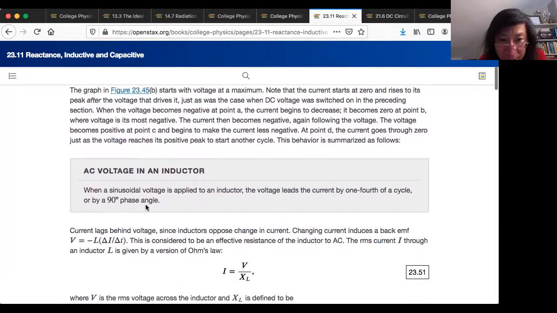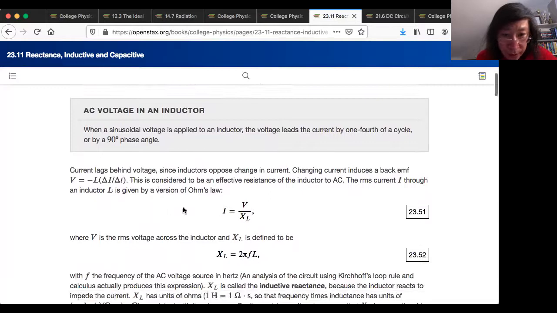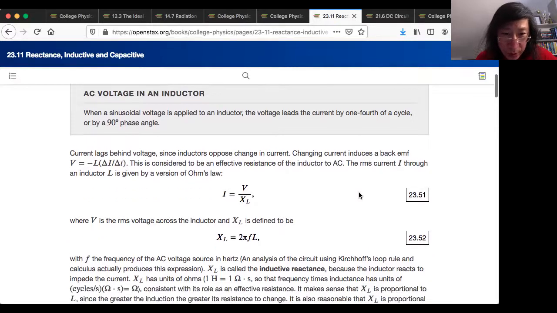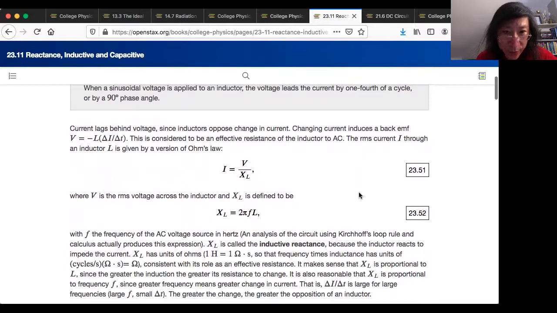We talk about 90-degree phase angles, pi over 2 being 90 degrees, right, in radians. So this is what happens here. The version of Ohm's law, right, the current through an inductor. Now, this RMS term, that's an interesting point. The RMS, the root mean square current. What does that mean? Let's pause for just a moment and have that conversation for a second, okay?